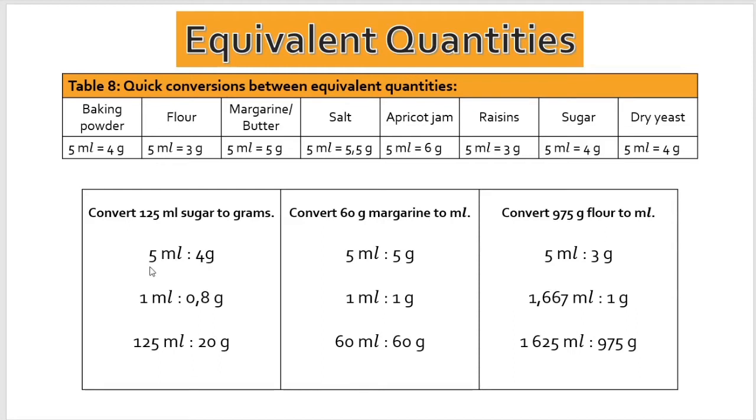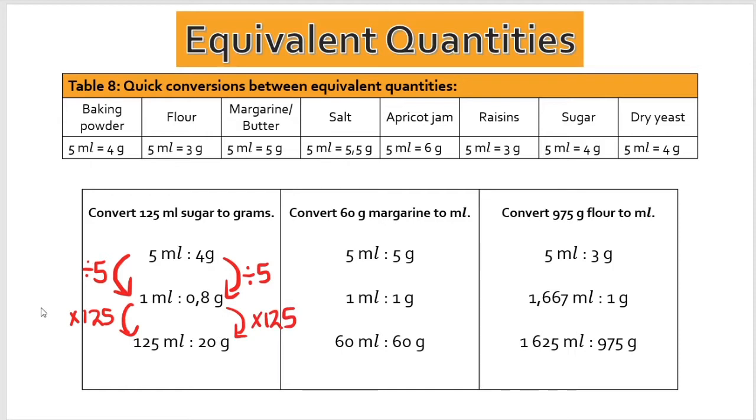First, they say 5 milliliters is equal to 4 grams. So if we wanted to know how much 1 milliliter would be, we are going to divide with 5 on both sides. 5 divided by 5 gives me 1. 4 divided by 5 gives me 0.8. And then, because I want 125 milliliters, I'm going to multiply with 125 on both sides, which gives me my answer in grams as 20 grams.